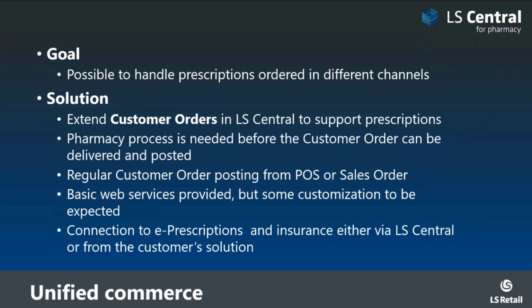For any prescription being ordered either online or on site, you always need the pharmacy process. You need the pharmacist to control the prescription. You need to print out labels, possibly do a substitution and so on. So you always need that pharmaceutical process before you can hand out a customer order, either as a click and collect or shipment. Then the customer order is posted as normally from POS or sales order.